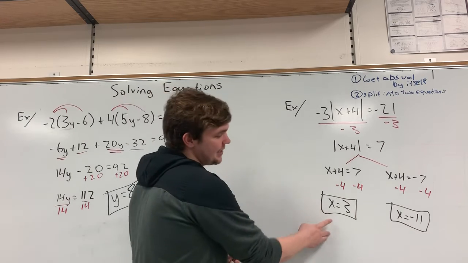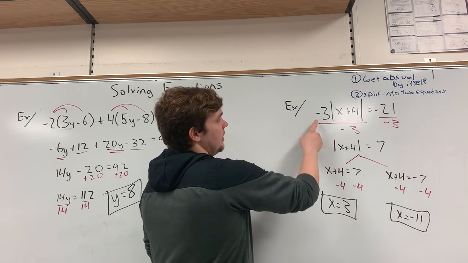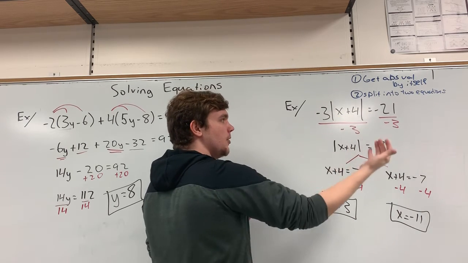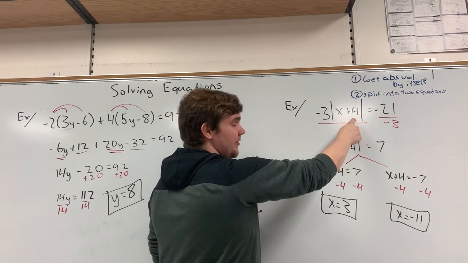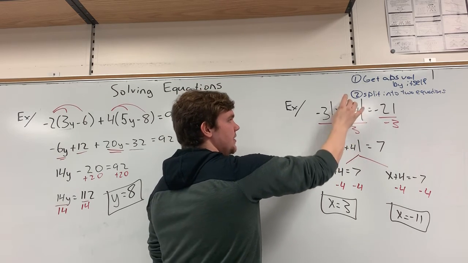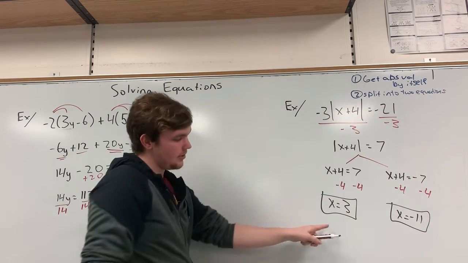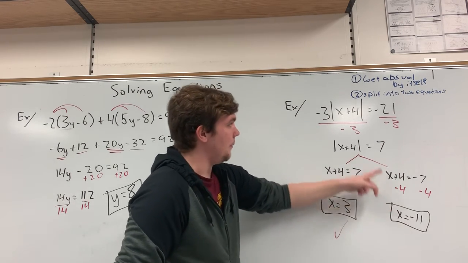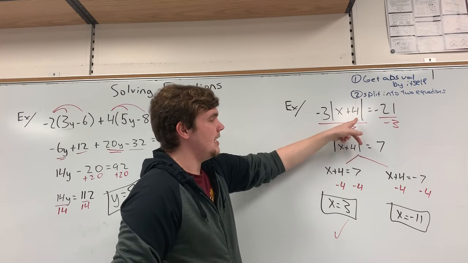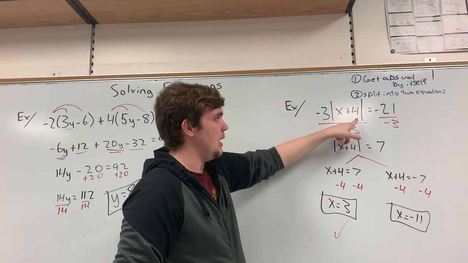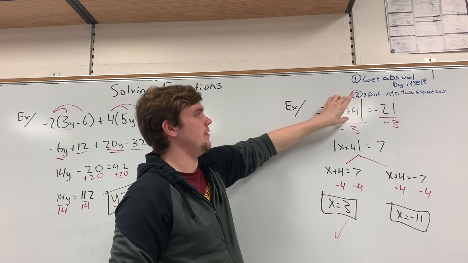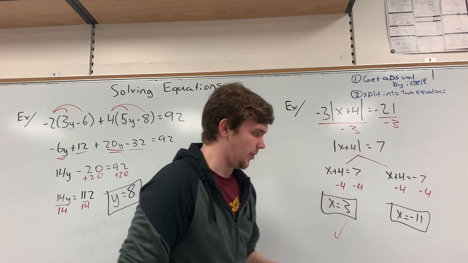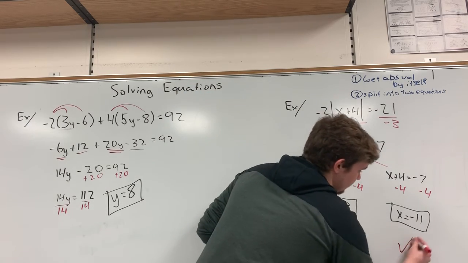Okay, so if I check x equals 3, I have -3 times the absolute value of 3 plus 4. Well, 3 plus 4 is 7. And then 7 times -3 is -21. So this guy works, he's good. And then this one over here, -11 plus 4 is -7. But then the absolute value of -7 is +7. +7 times -3 is -21. So that one works as well. This one is also good.